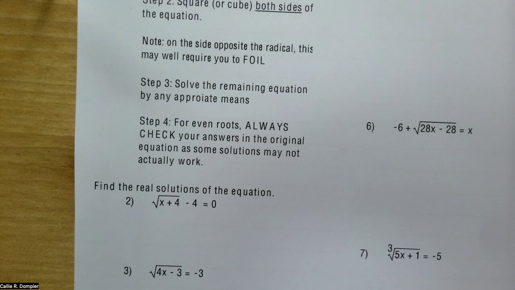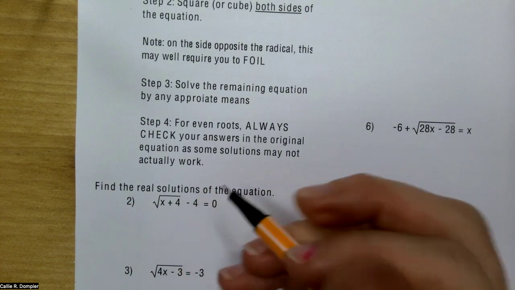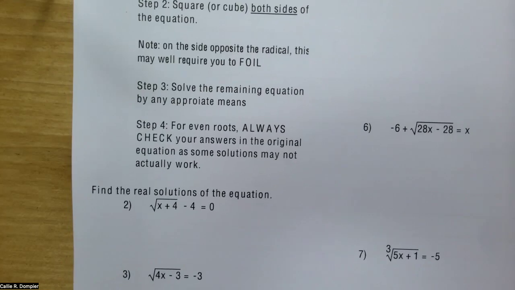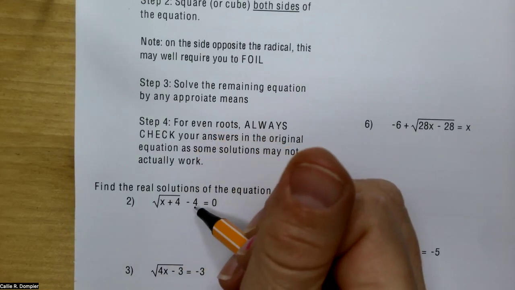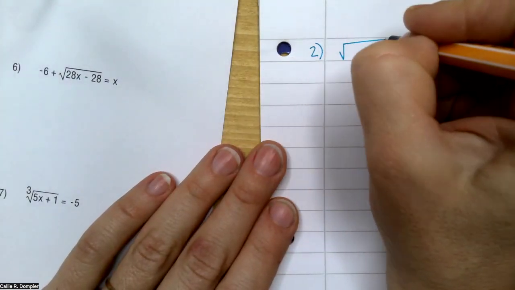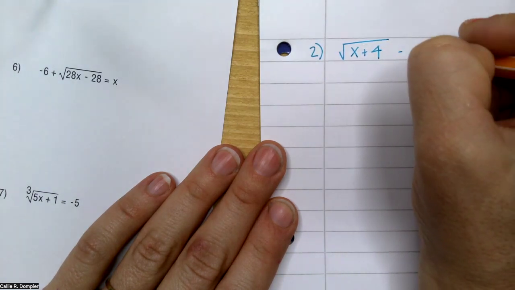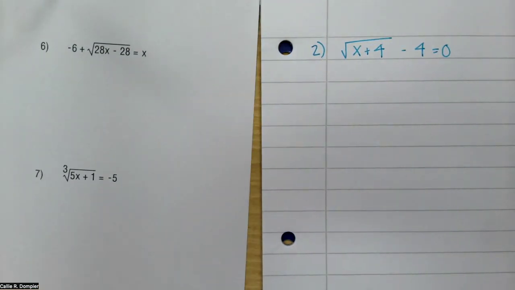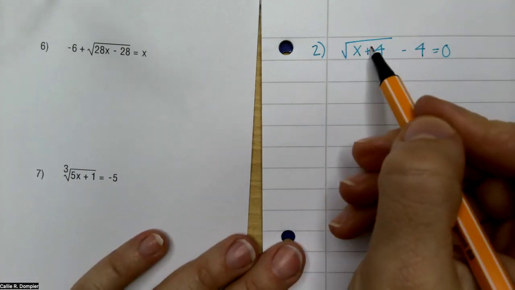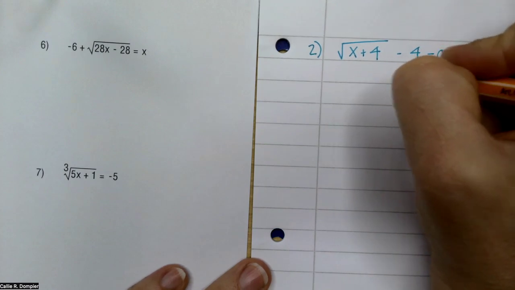will not work, okay? So number 2 says find the real solutions of the equation, the square root of the quantity x plus 4, minus 4 equals 0. I'm going to write it over here, should have more space. The square root of x plus 4 minus 4 is 0. Okay, we want this part alone. So we're subtracting 4 right now. I'm going to add 4 to both sides.